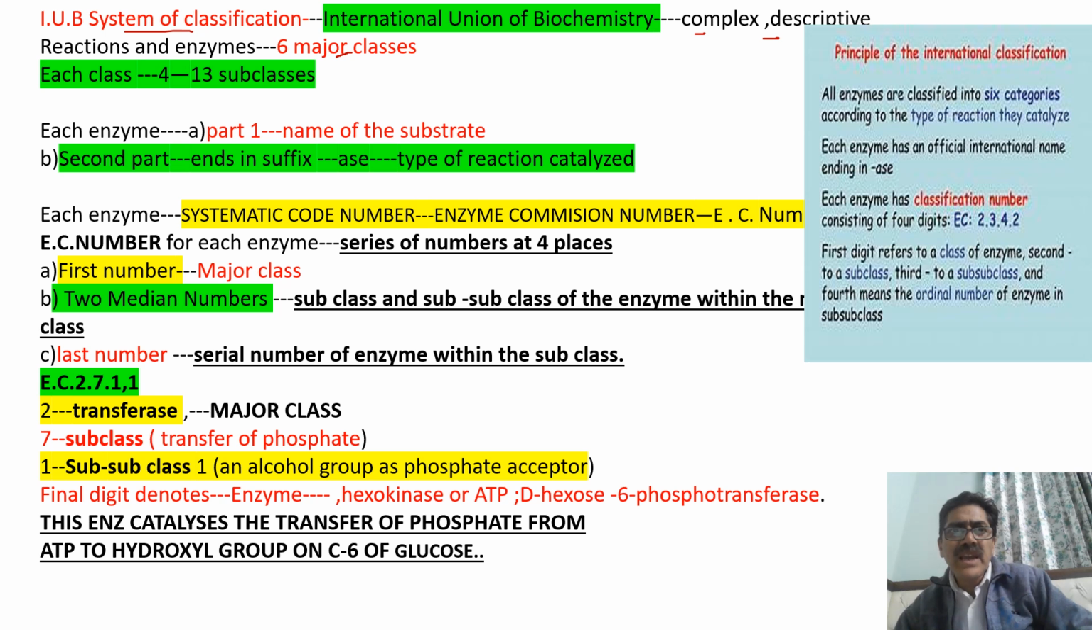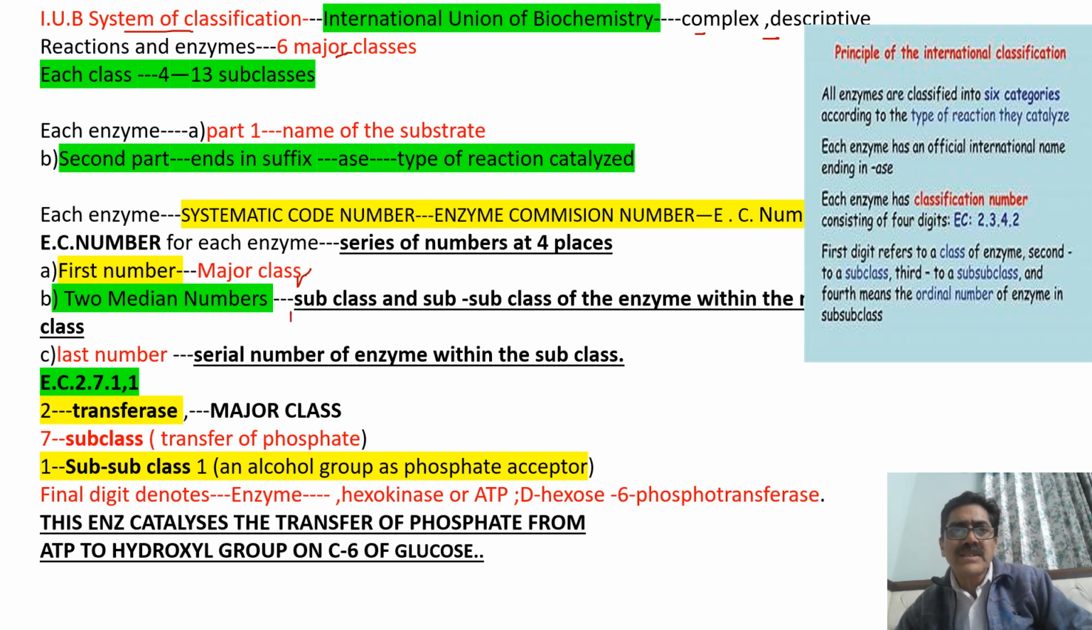Next point, each enzyme, it has two parts. One is name of the substrate. Other part, second part ends in suffix "ase", means type of reaction catalyzed. Now each enzyme has been assigned a systemic code number which is known as enzyme commission number, that is EC number. Now EC number for each enzyme has series of 4 numbers at 4 places. Now number 1, first number, indicates the major class to which the enzyme belongs. Then we have two median numbers.